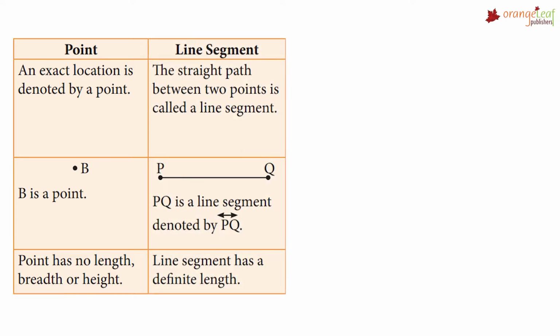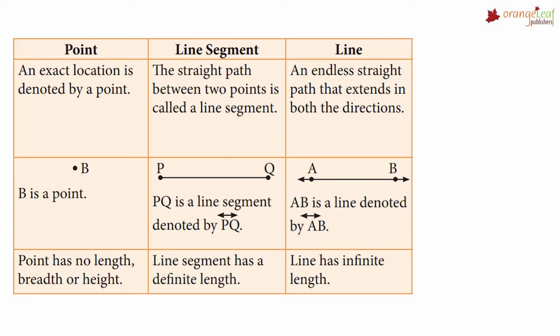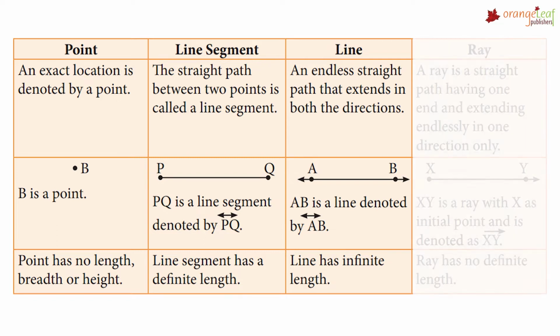A straight path between 2 points is a line segment. Here, PQ is a line segment denoted by PQ. Line segments have a definite length. Now, let's talk about line. An endless straight path that extends in both directions is a line. This is a line AB, denoted by AB. A line has infinite length.